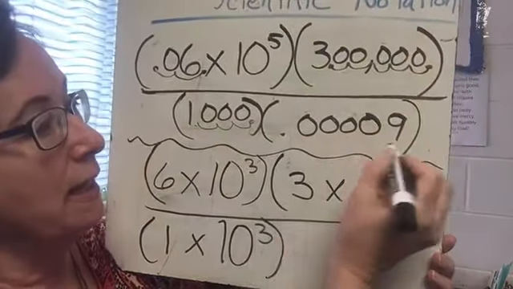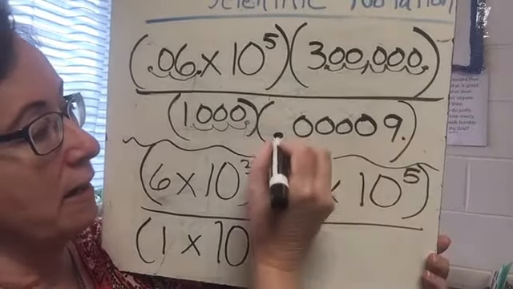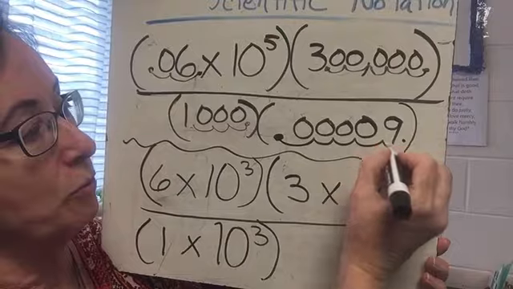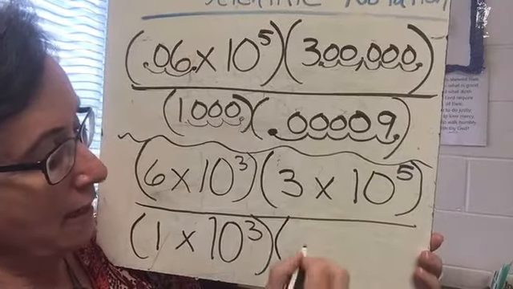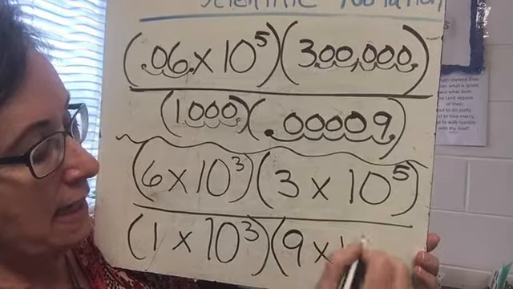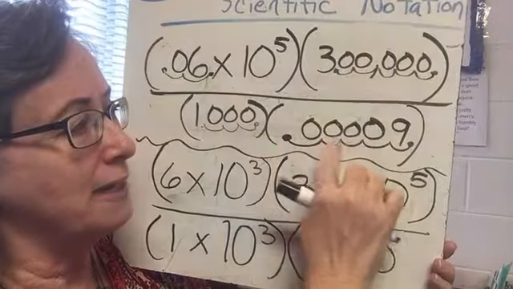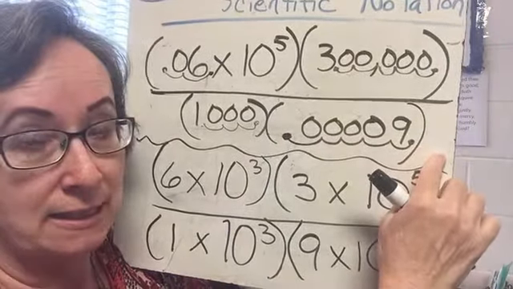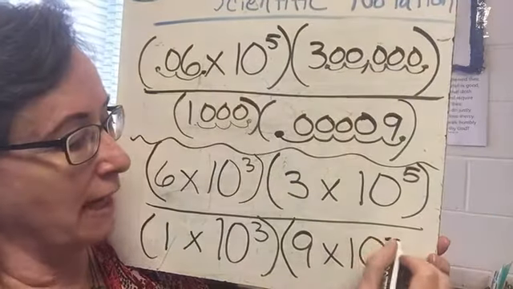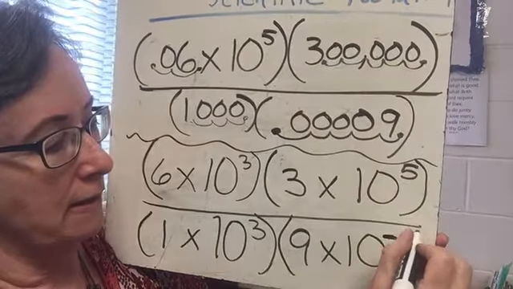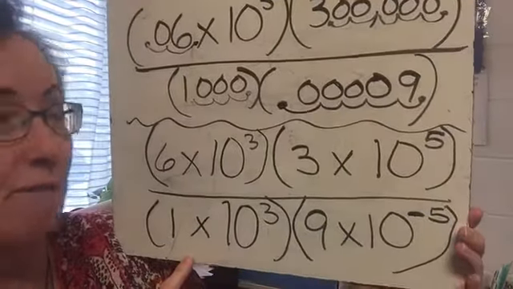Okay, the last one, all right, we have a decimal here, and it needs to be over here behind the 9. So 1, 2, 3, 4, 5 places. Okay, so now we have 9 times 10. Is it going to be positive 5 or negative 5? We moved it 5 to the right. So now to undo that, we have to move this 5 to the left. Okay, so we have all 4 of them in scientific notation first.